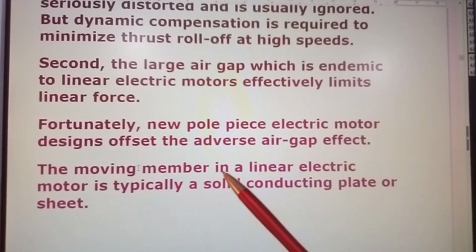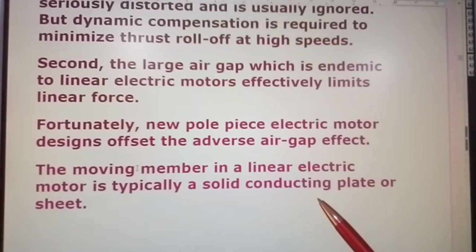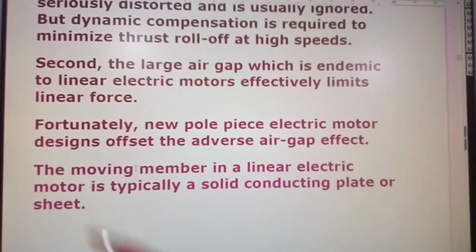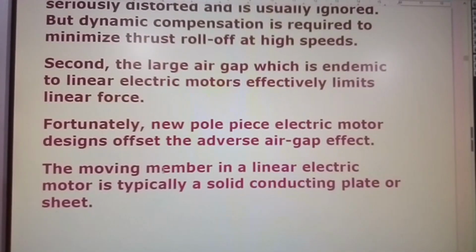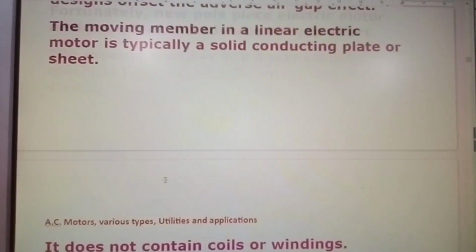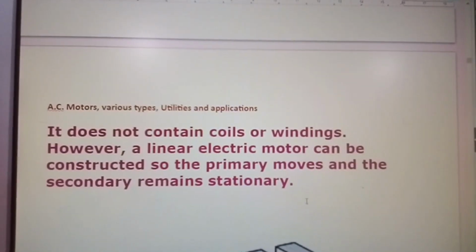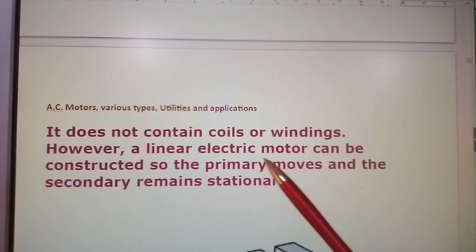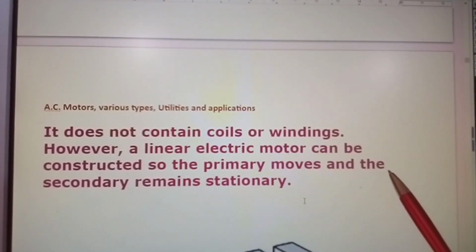The moving member in a linear electric motor is typically a solid conducting plate or sheet. It does not contain coils or windings. However, a linear electric motor can be constructed so the primary moves and the secondary remains stationary.